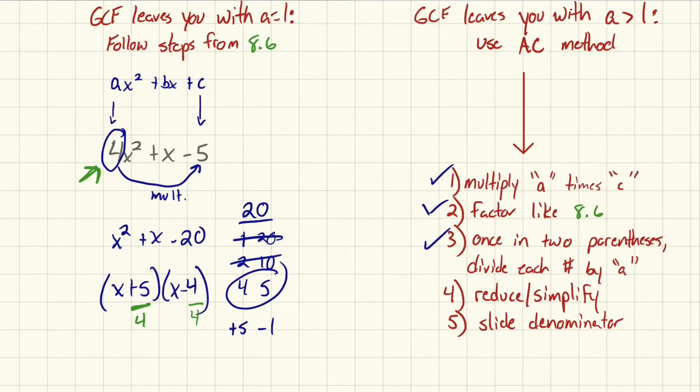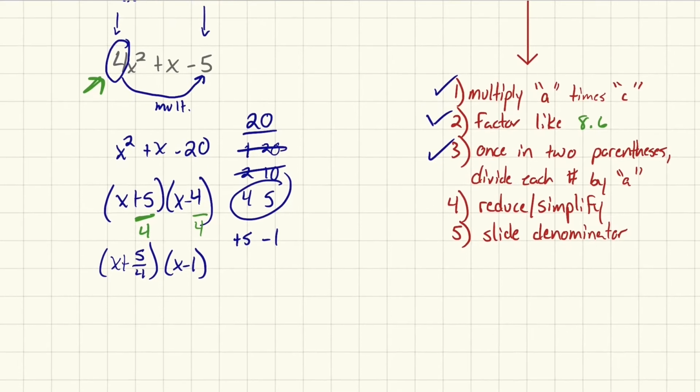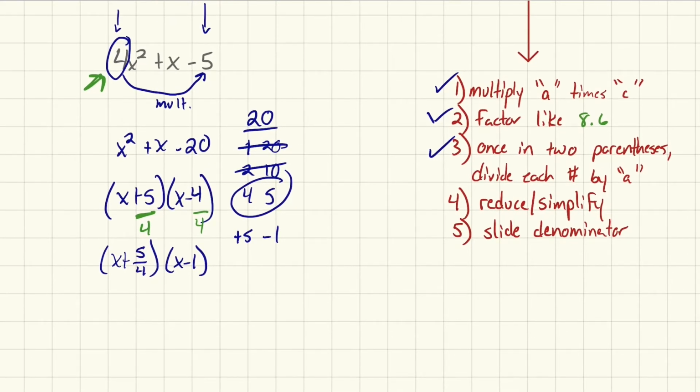On the left-hand side, 5 over 4 doesn't reduce or anything, so that just gives me x plus 5/4. On the right-hand side, 4 divided by 4 does simplify, and that just becomes 1. All right, so now I have my answers here: x plus 5 fourths and x minus 1. We've reduced. We've simplified as we've needed.